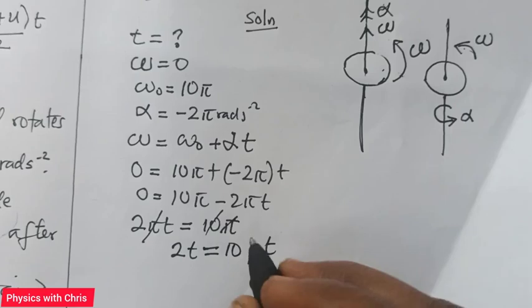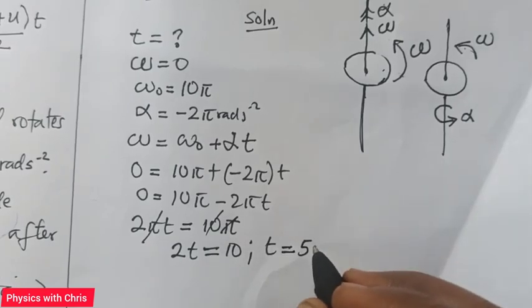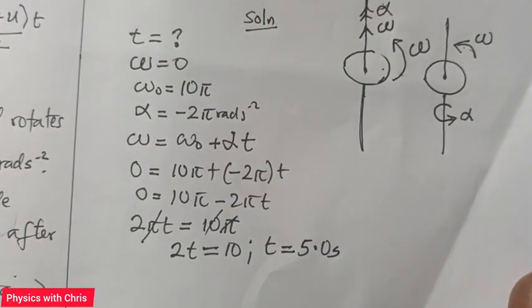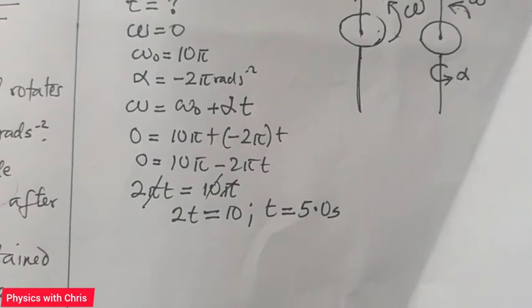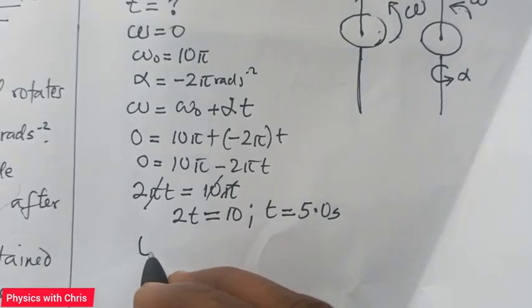It means the time t equals 5 seconds, which means it takes 5 seconds for this rotating disk to slow down and then come to rest. But how many times would it have turned? What is the number of revolutions completed in 5 seconds? We can use the second equation of motion.